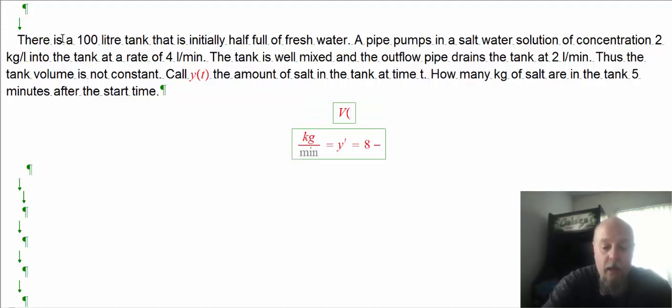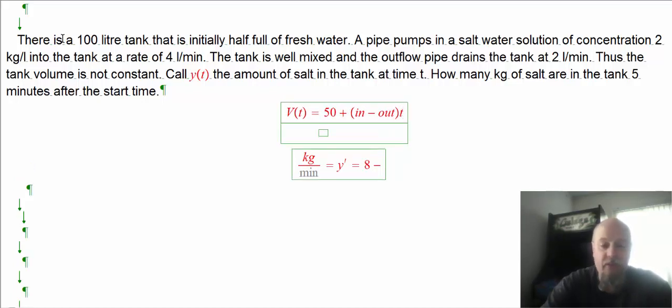The volume as a function of time is equal to the initial volume plus the inflow minus the outflow times time, which here would be 50 liters plus 2t. Now, does this make sense with our words? You get 4 liters per minute flowing out.